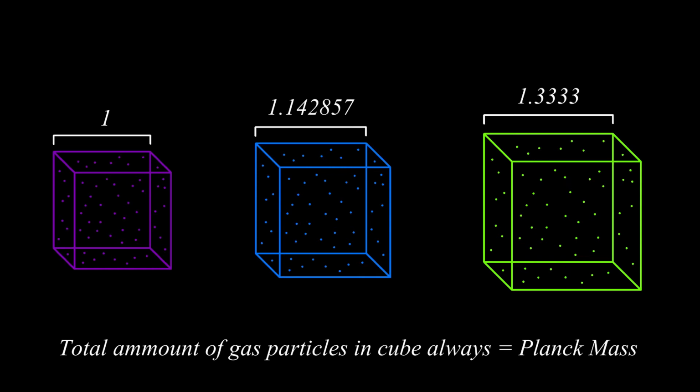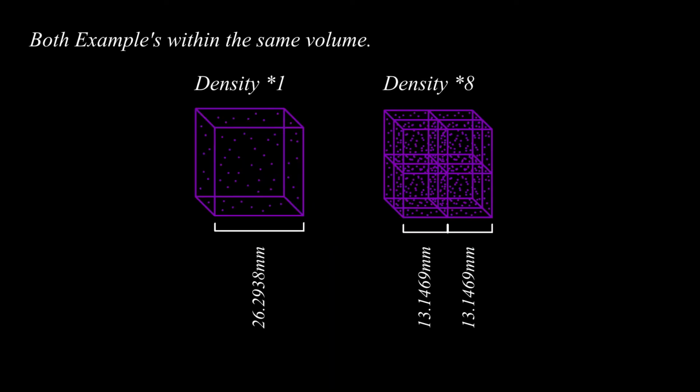And so again, slight variance in length will adjust the density. The density will become lower because the mass is always the same. So the total amount of gas particles in the cube always equal the Planck mass. The length changes, the mass is fixed. And here's another way to actually understand how it stacks. So both of these examples are within the same volume as expressed.